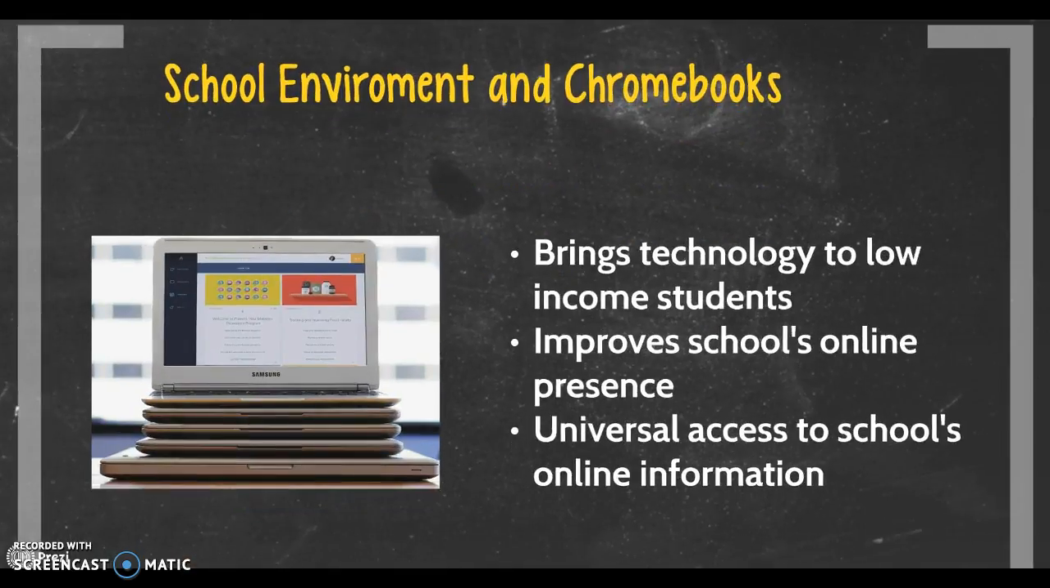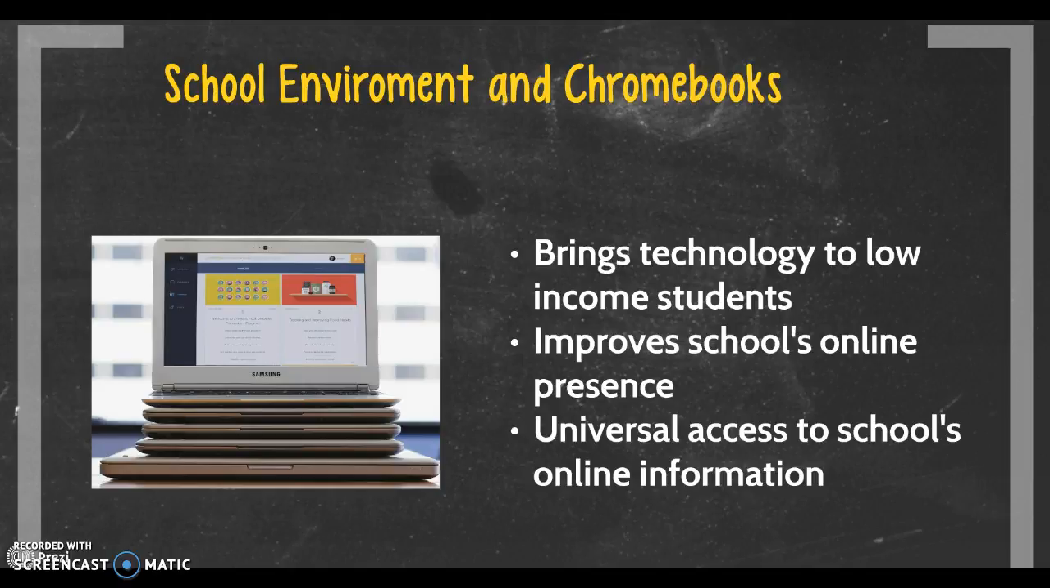Next, let's talk about the school environment and Chromebooks. As a school on the whole, technology comes to low-income students when each student has a Chromebook. Students who previously could not afford to find a computer or buy one and have one at home can now use their Chromebook at home. If the school has issued these computers to students, it is of no cost to the student, and they can use it the entire time they are attending the school.